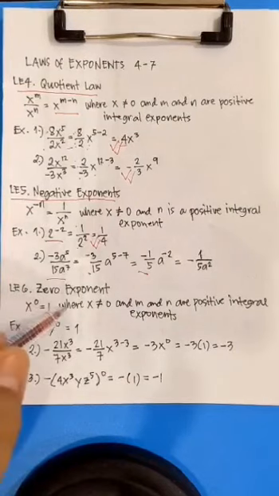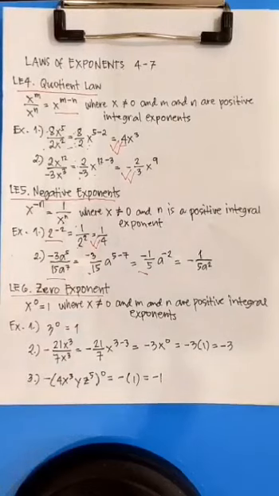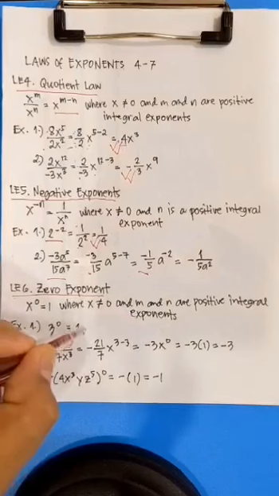Next, zero exponent. So, x raised to 0 is equal to 1, where x is not equal to 0 and m and n are positive integral exponents. For example, 3 raised to 0 is equal to 1.